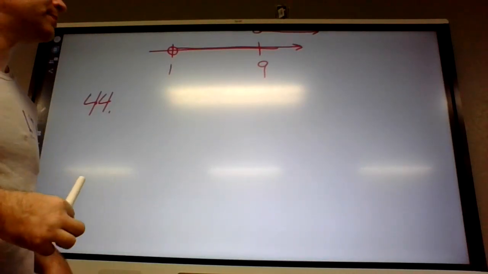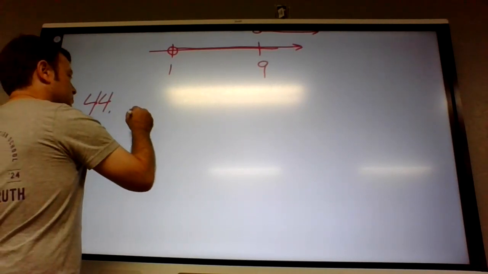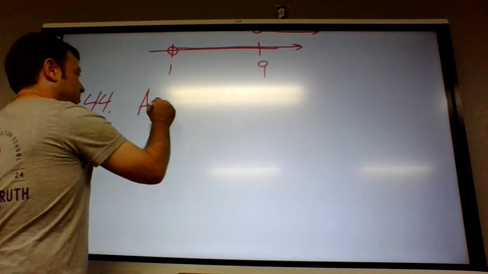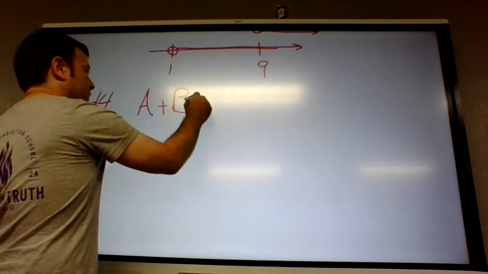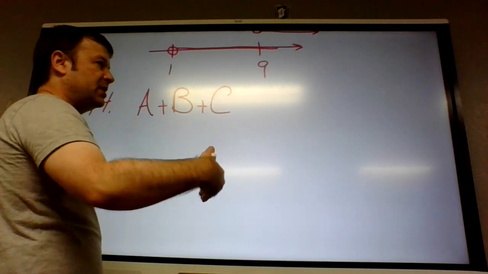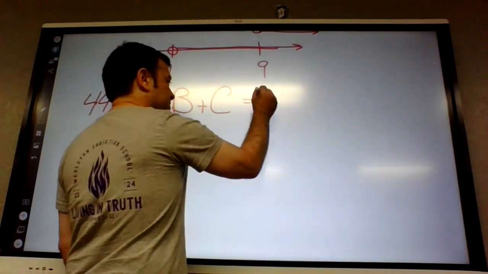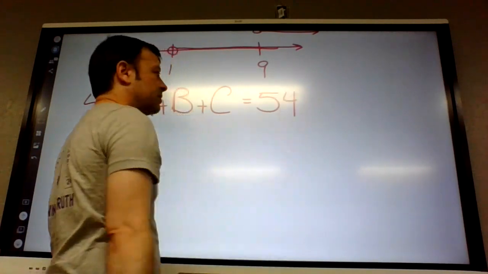What does sum mean? Add. So how can I represent the 3 numbers? 3 different variables. A, B, C. They're not consecutive numbers, so I can't use like n plus 1, n plus 2. They're just 3 random numbers whose sum is 54.